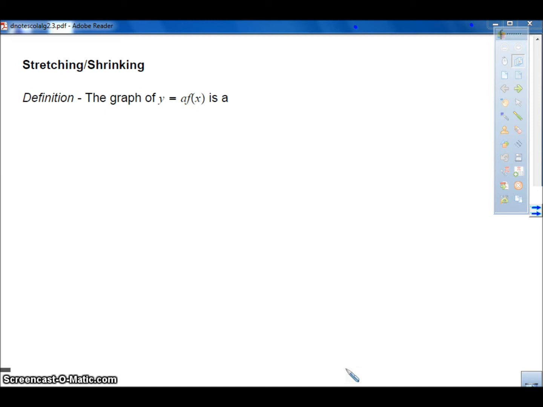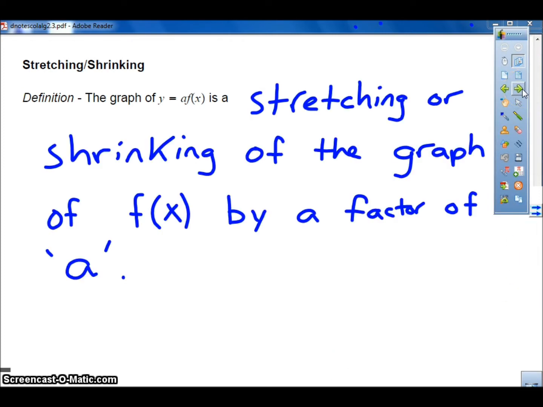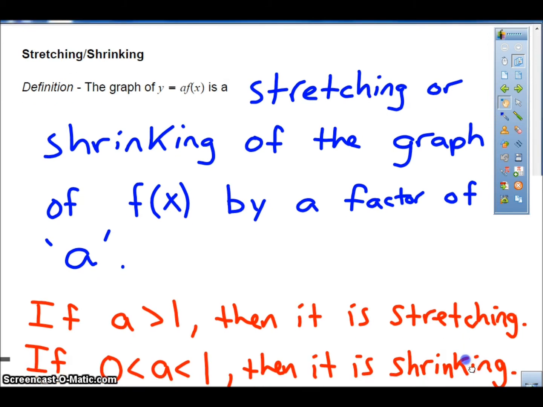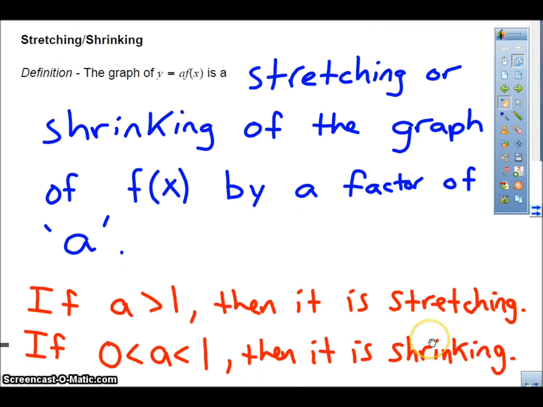So we talked about translations and reflections. The next topic is stretching and shrinking. All right, so the graph of y equals a times f of x is a stretching or shrinking of the graph of f of x by a factor of a. If a is bigger than 1, then it is stretching. If a is smaller than 1 but bigger than 0, then it is called shrinking.